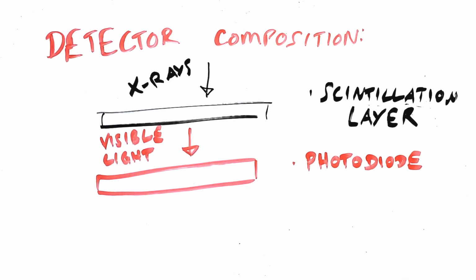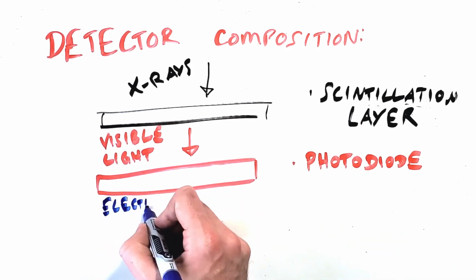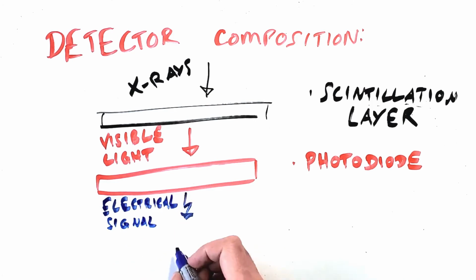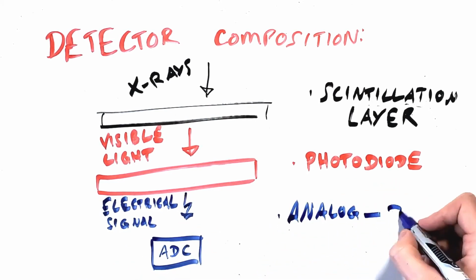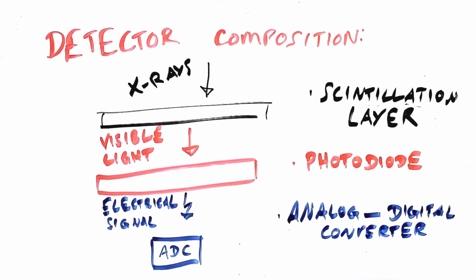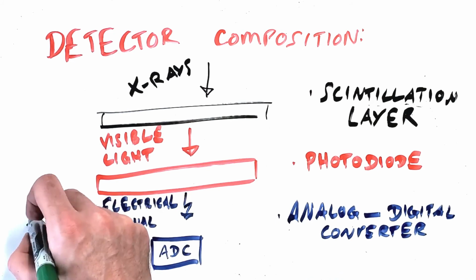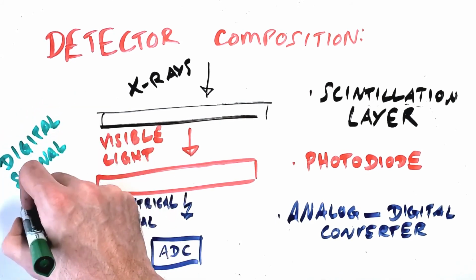The detector is an indirect type digital detector, meaning that X-rays incident on the detector are absorbed by a scintillation layer and converted into visible light. This visible light hits a photodiode, which converts that light into an analog electrical signal. That analog signal is then converted into a digital signal by an analog to digital converter, or ADC, and at this point we have raw image data which is ready to be communicated to our workstation and processed into an image.